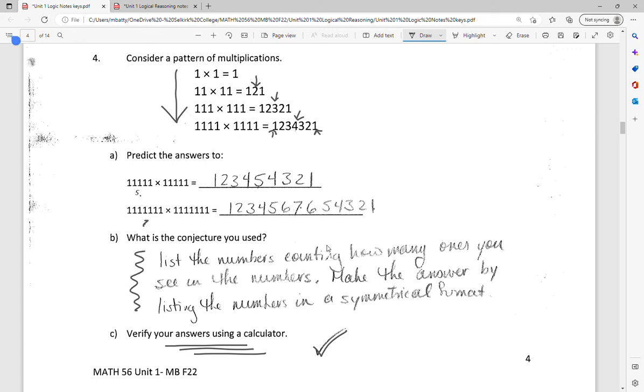So basically what I'm doing is list the numbers, counting how many ones you see in the number, right? So counting up to 7. And then I make the answer by listing the numbers in a symmetrical format. So counting back down to 1. These might not be the words that you use to answer this, but this was my stab at trying to explain my thought processes in words.